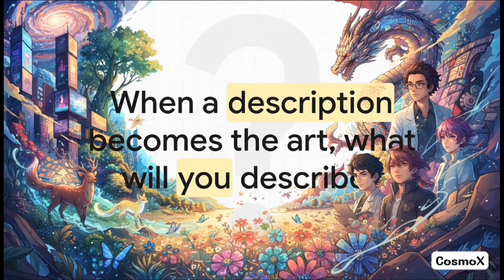We are entering an era where the act of describing something with precision and creativity is the act of creating it. So the final question really isn't about what the AI can do anymore. It's about what we will ask it to do. When your description becomes the art, what will you describe?